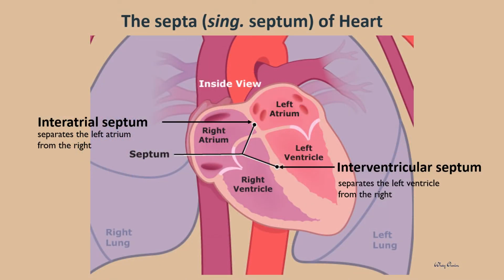The right atrium and the left atrium are separated by a structure called the interatrial septum, which prevents the mixture of blood between these two chambers. And at the same time, the right ventricle and left ventricle are separated by the interventricular septum, which is a partition that separates the left ventricle from the right.